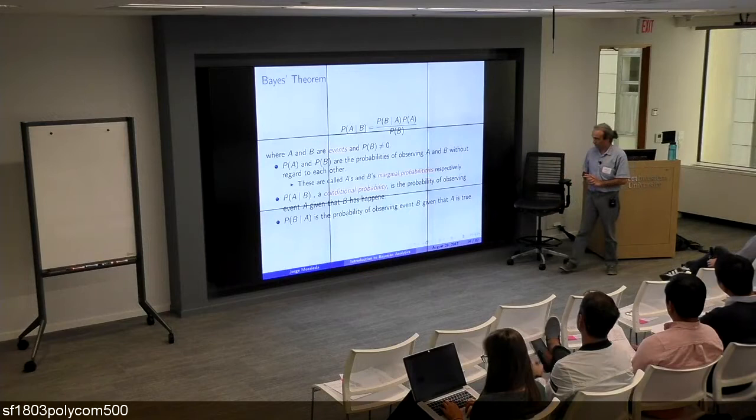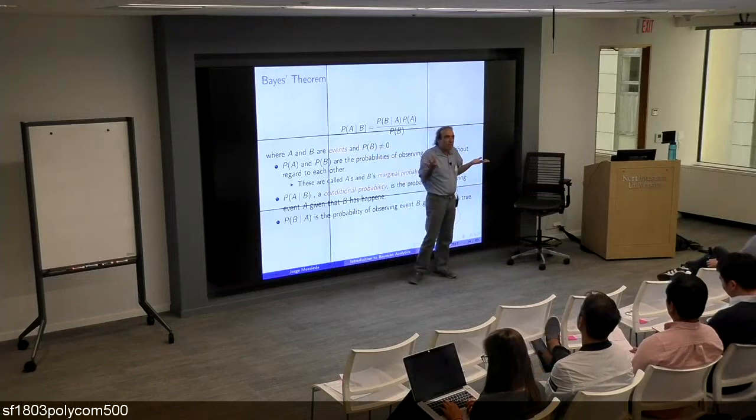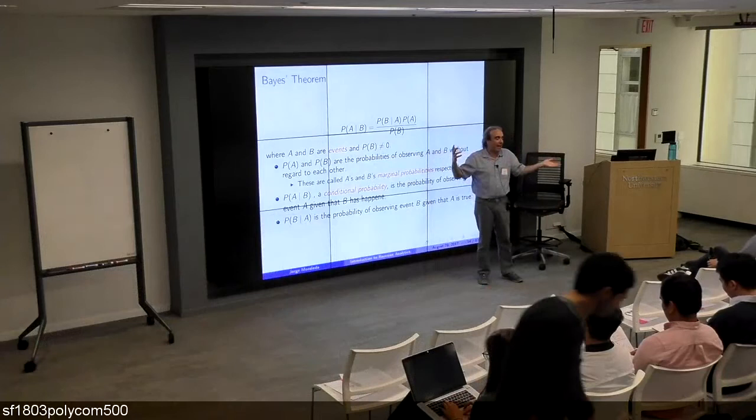I'm going to be talking about events. So what's an event? Later I'm going to make this very precise, but for now let's just say an event is something that has happened or can happen or could happen. And it's a concrete thing.